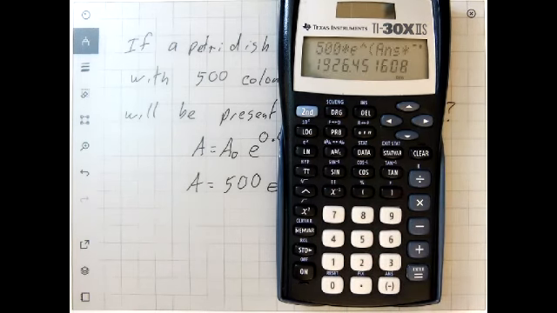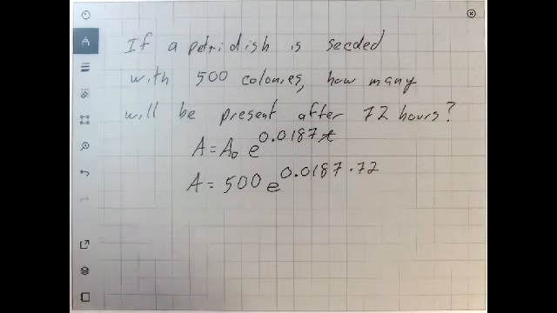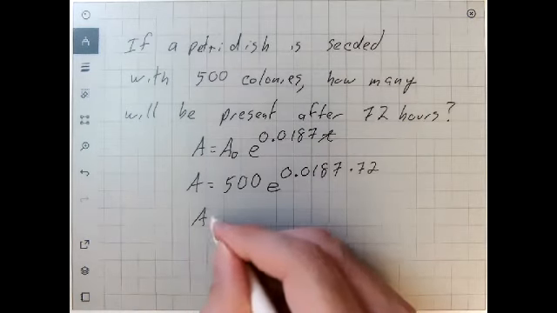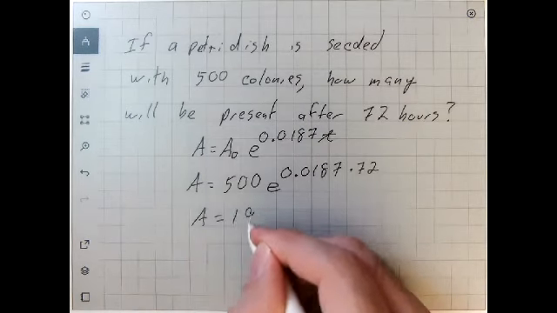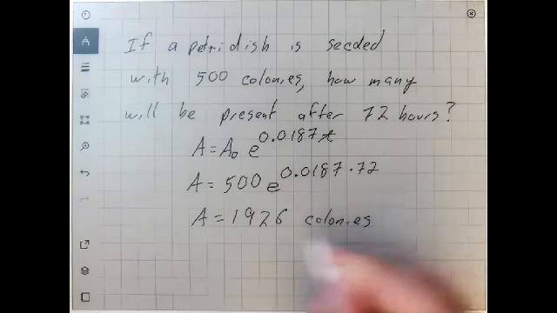And when I calculate that, I get 1,926 and a half. But there's no such thing as half a colony, so I'll round to the nearest whole and call it 1,926 colonies.